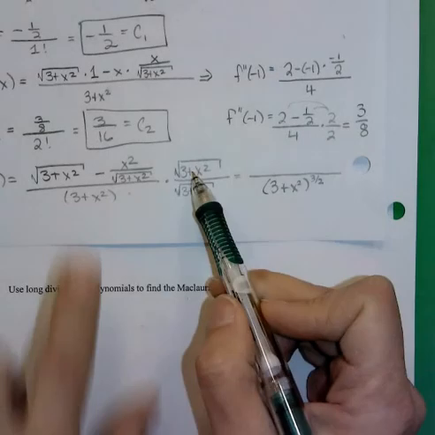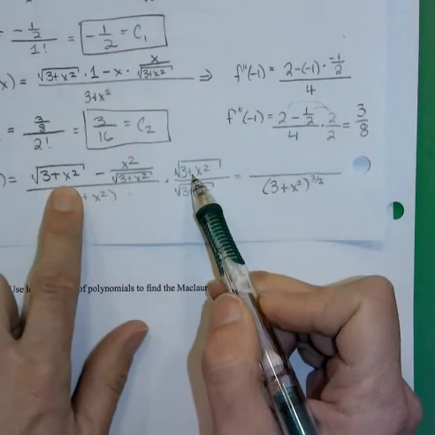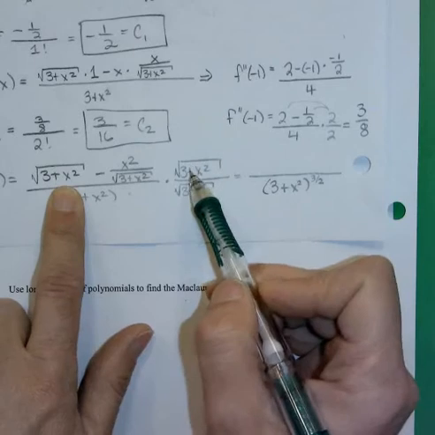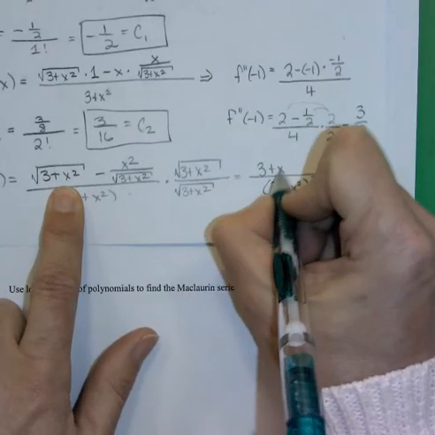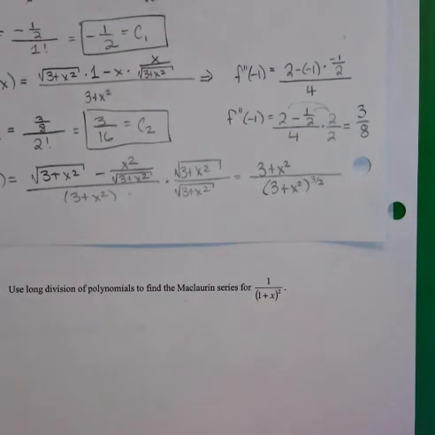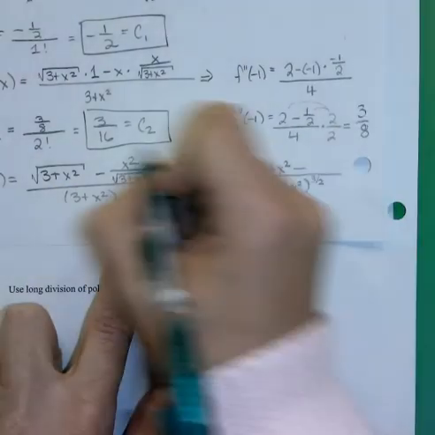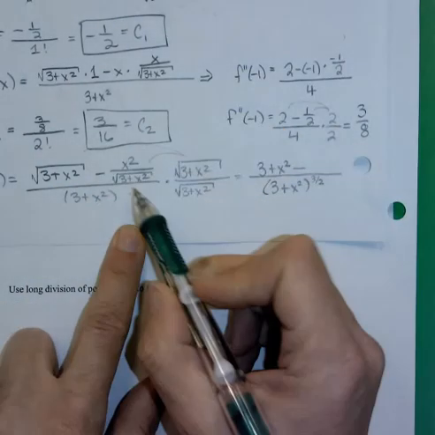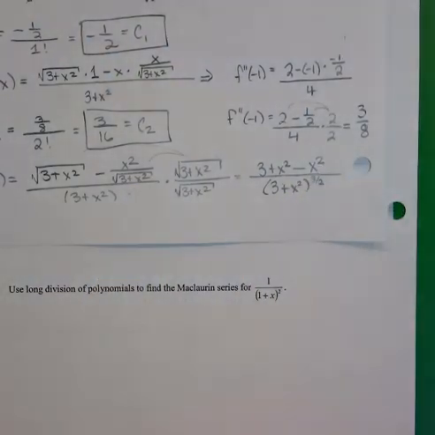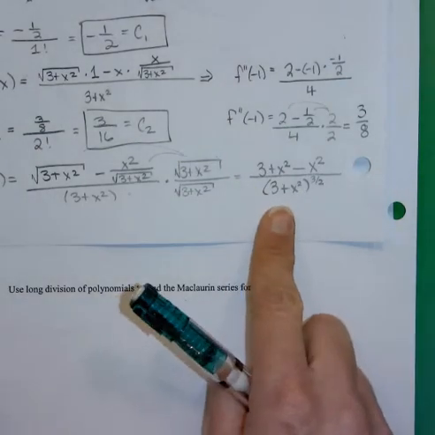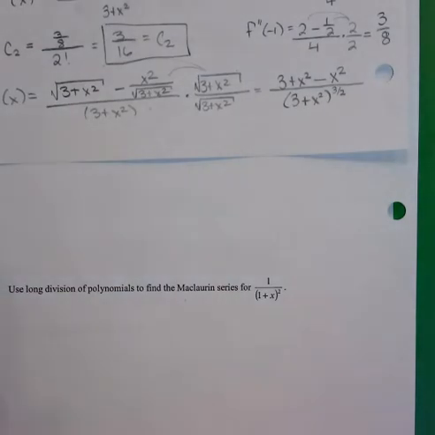So now if I distribute, root 3 plus x squared times root 3 plus x squared, I just get 3 plus x squared. Minus, and then when I distribute it to the second term, the square roots cancel, and I have minus x squared. So the x squareds cancel. So I just get 3 over this, which actually does make the third derivative pretty easy to calculate.